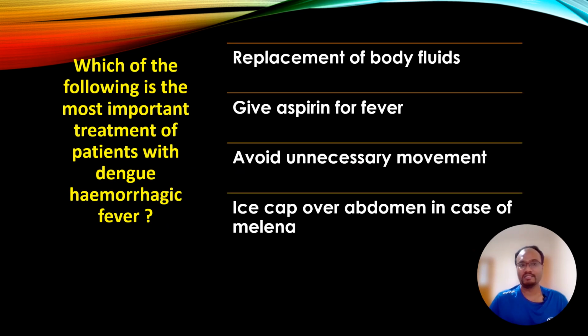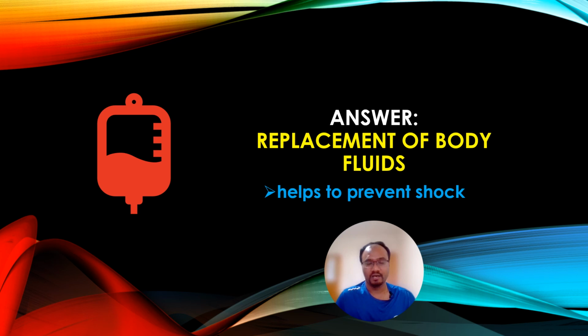Which of the following is the most important treatment of patients with dengue hemorrhagic fever? The options are replacement of body fluids, give aspirin for fever, avoid unnecessary movement, ice cap over abdomen in case of melena. And the correct answer is replacement of body fluids. So replacement of body fluids helps to prevent shock in dengue hemorrhagic fever. Let us go to the next question.